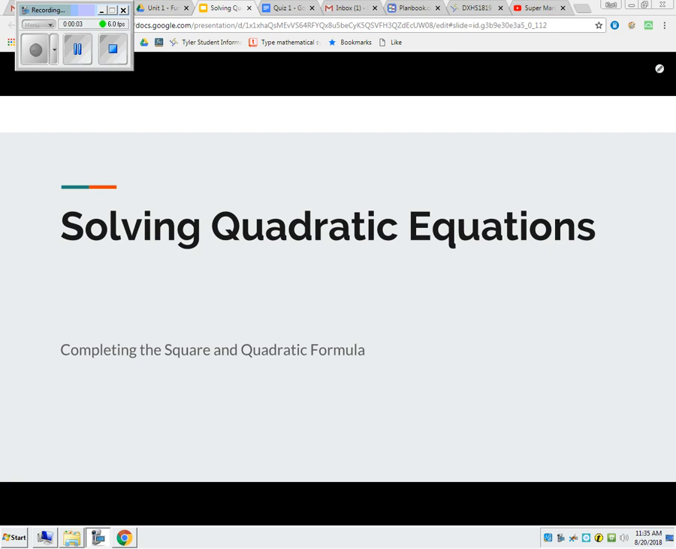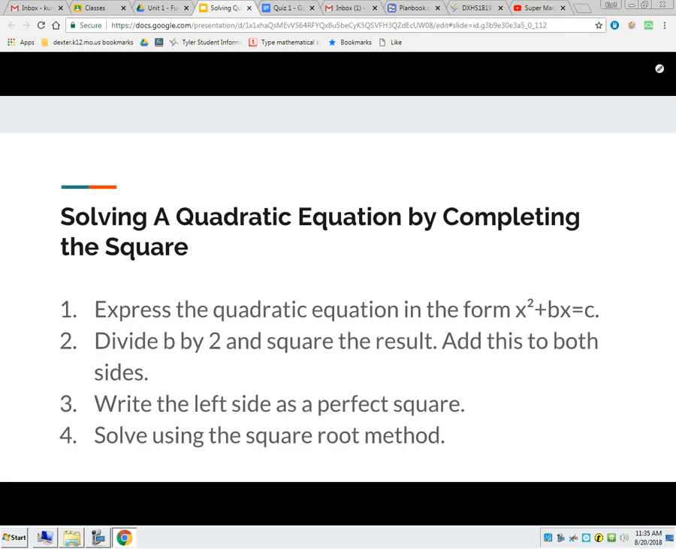And today I'd like to continue our lesson on solving quadratic equations. We just finished factoring. Today I want to show you two other techniques to use to solve a quadratic equation if it does not factor. First way is going to be completing the square.